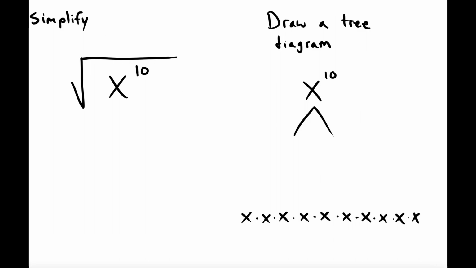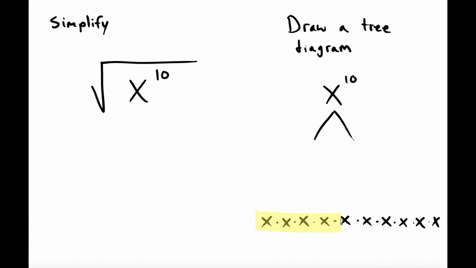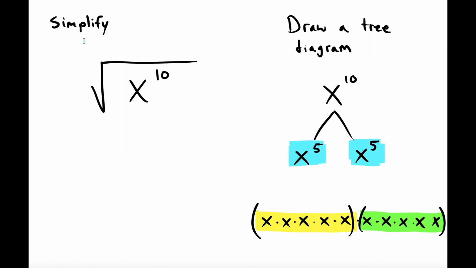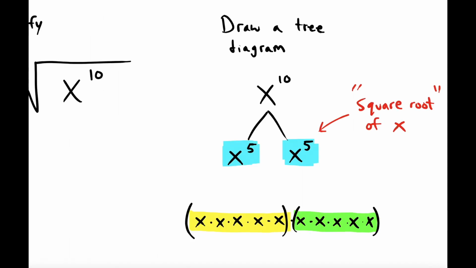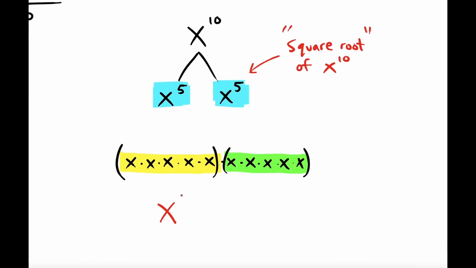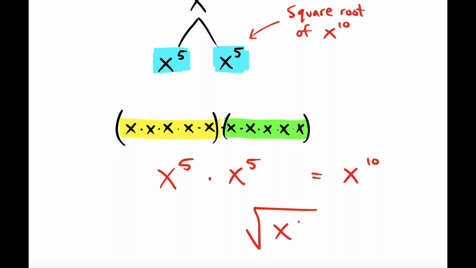What we can do is group together half of them on one side and the other half on the other side. And if you were to multiply these two things together, you would get x to the 10th, which shows that it actually breaks up into x to the 5th times x to the 5th. And since it breaks up into something times itself, that is, by definition, the square root of x to the 10th. Why? Because x to the 5th times x to the 5th makes x to the 10th. That's why the square root of x to the 10th is actually x to the 5th.